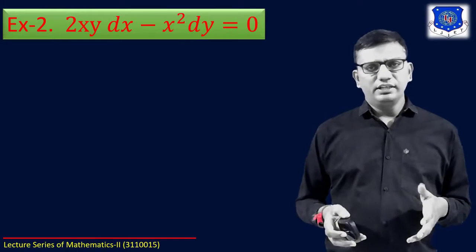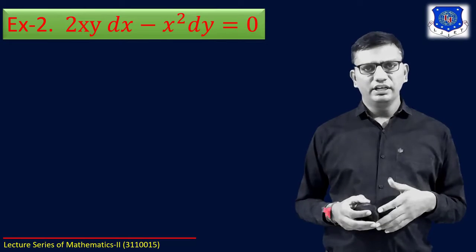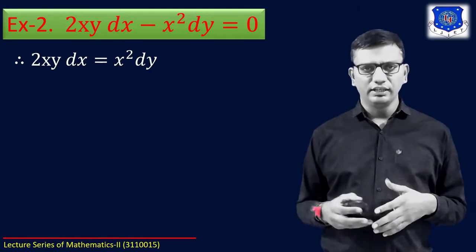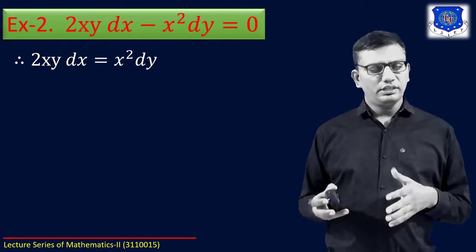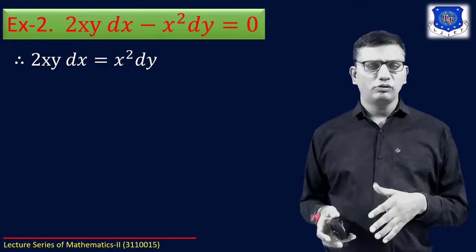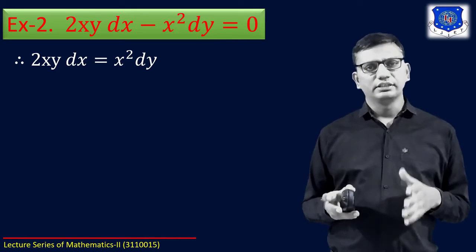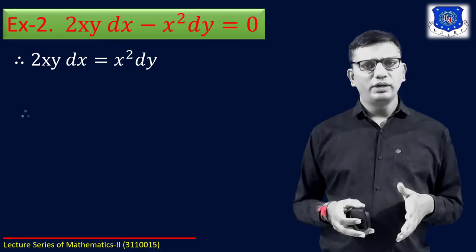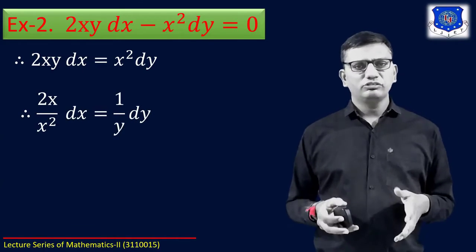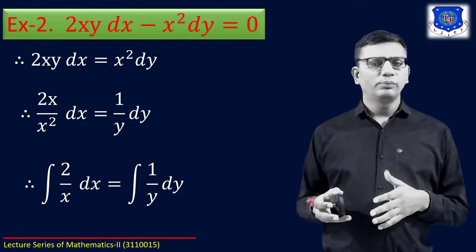In the next example, we are taking 2xy dx minus x square dy equal to 0. Here we can rewrite this equation as 2xy dx equal to x square dy. After this, we separate the variables. We take all the variables of x on the left hand side and all the variables of y on the right hand side. So it can be rewritten as 2x upon x square dx equal to 1 upon y dy, that is also 2 by x dx equal to 1 upon y dy.